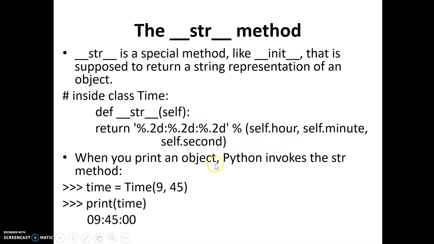So when you print an object, Python invokes the str method. You can see here we have created an object for the class Time, and while creating the object itself we have passed the values 9 and 45. When you execute this statement, the init method is invoked implicitly, and the hour is set as 9, the minutes as 45 and the seconds as 0. Following that, we have used the built-in print method directly, but the parameter that we have passed here is the object of the class Time.